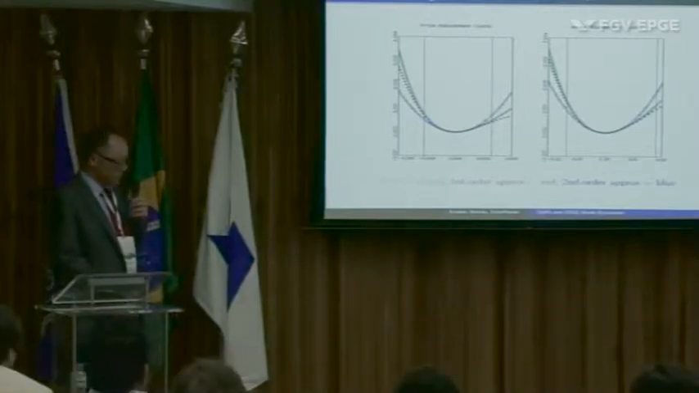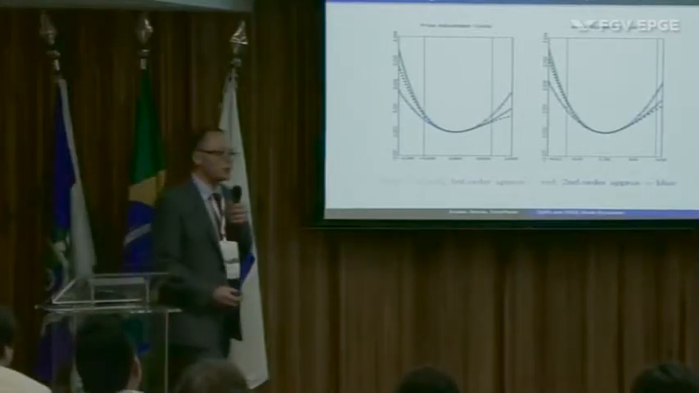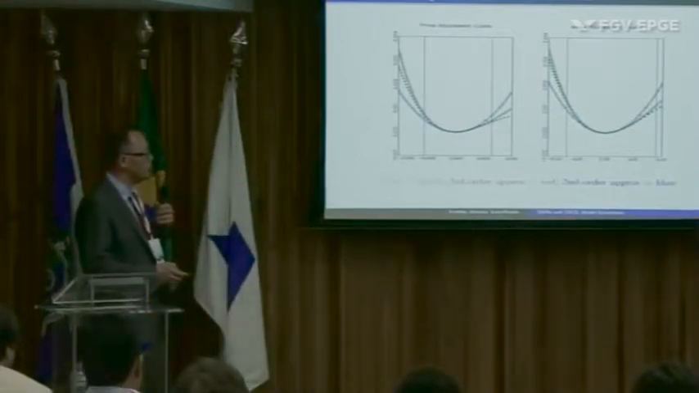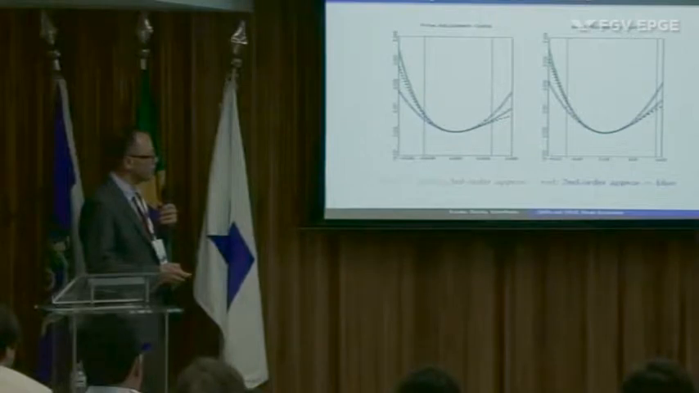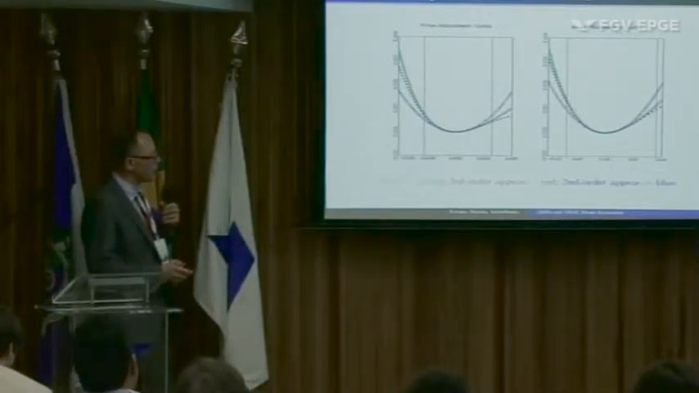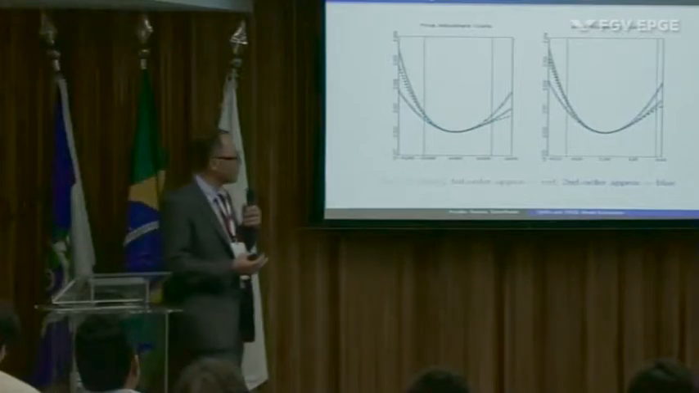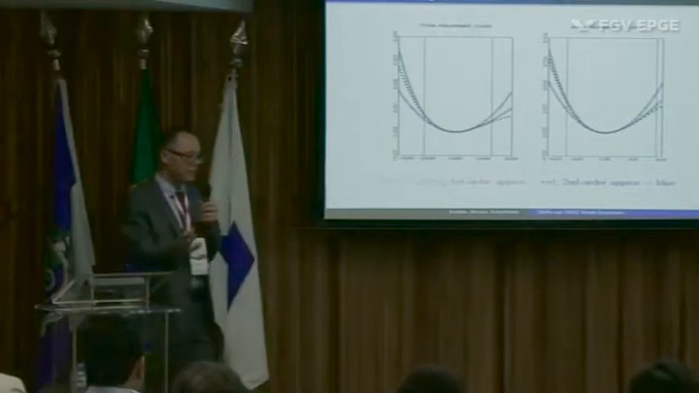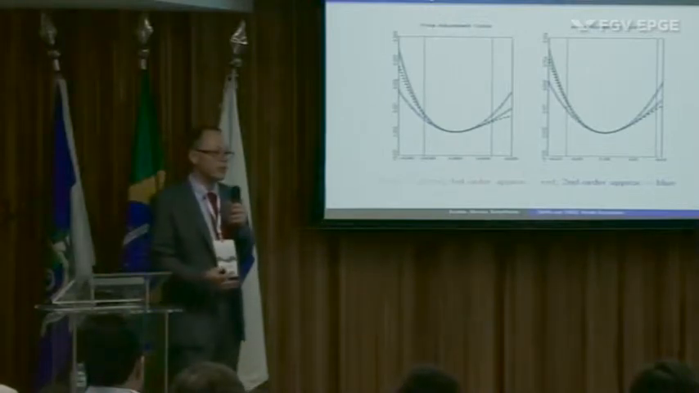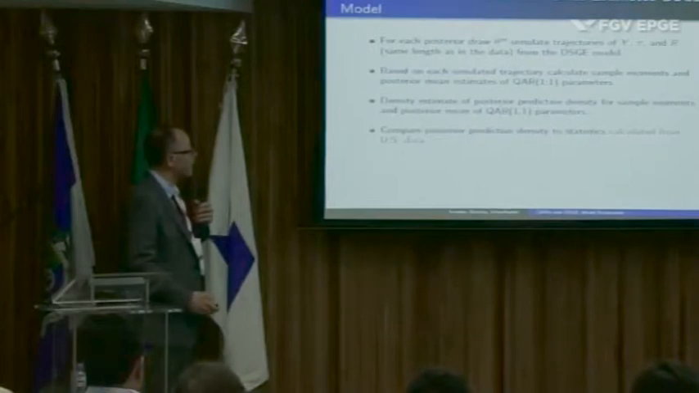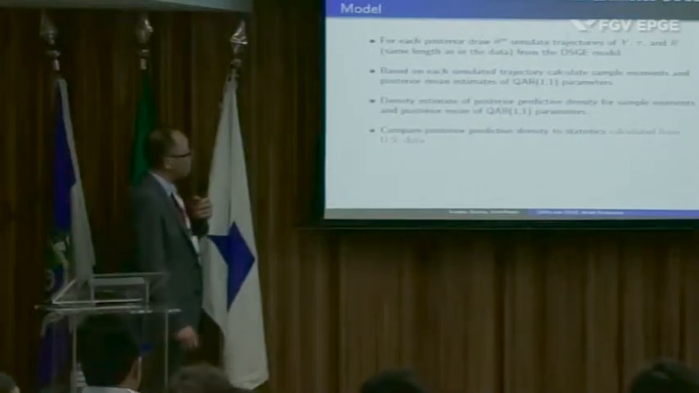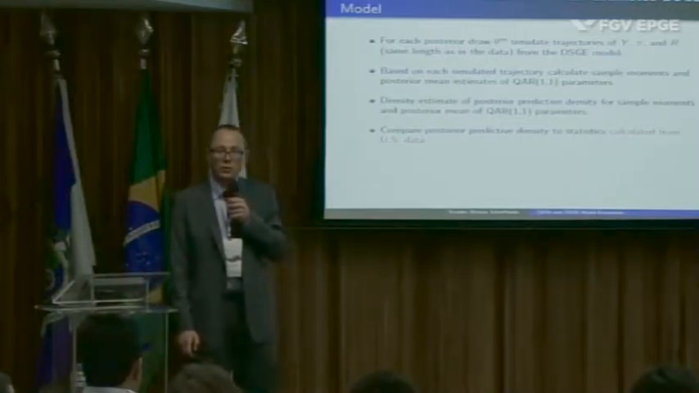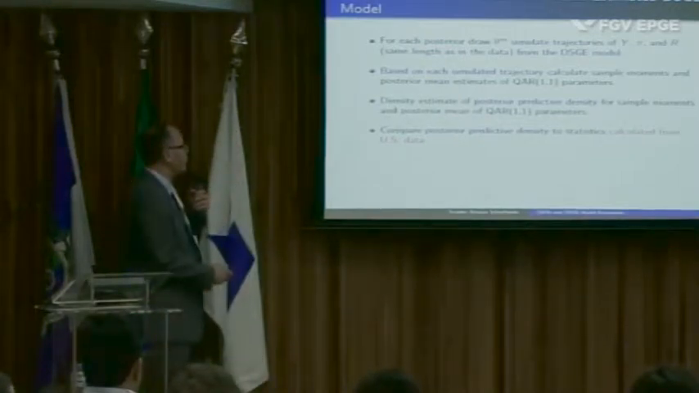So that's the estimated DSGE model, and now what we really wanted to do is use this autoregressive model, this QAR model, to learn something about the extent to which there are nonlinearities in the data, and whether the DSGE model actually captures these nonlinearities. That's the ultimate goal. As I said initially, we're using posterior predictive checks to do that, and this is how it works.